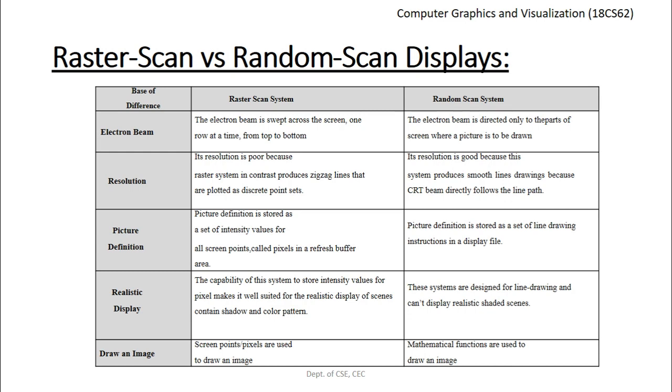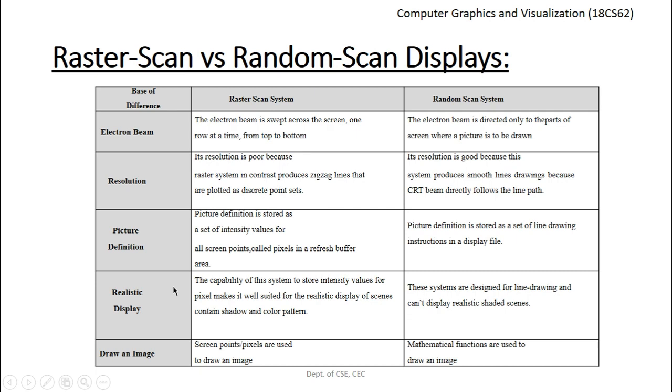When it comes to picture definition, in case of raster scan system, as discussed earlier, picture definition is stored as a set of intensity values for all the screen points called the pixels in the refresh buffer area in the form of pixmap or the bitmap. Whereas in case of random scan systems, the picture definition is stored as a set of line drawing instructions in the form of a display file.